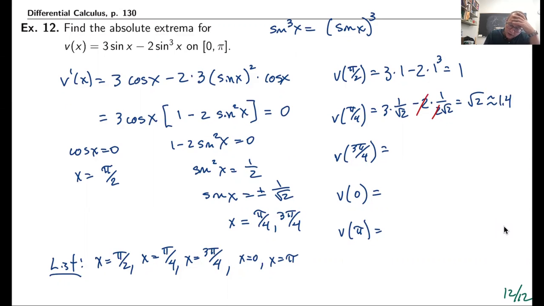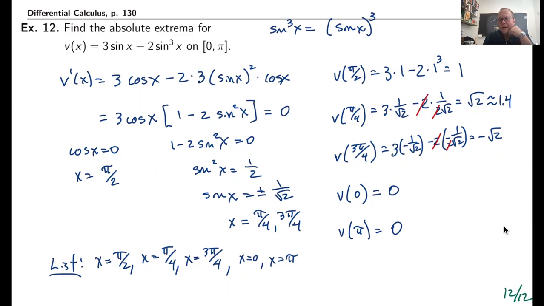And then for 3 pi over 4, you'll have 3 times the negative 1 over root 2 minus 2 times, and you'll end up being a negative 1 over 2 root 2, so kind of like before. And you'll again do a little cancellation, but this time you'll get negative square root of 2, so about negative 1.4. Then plugging in 0, sine of 0 is 0, so we just get 0. And the same thing for pi, okay?